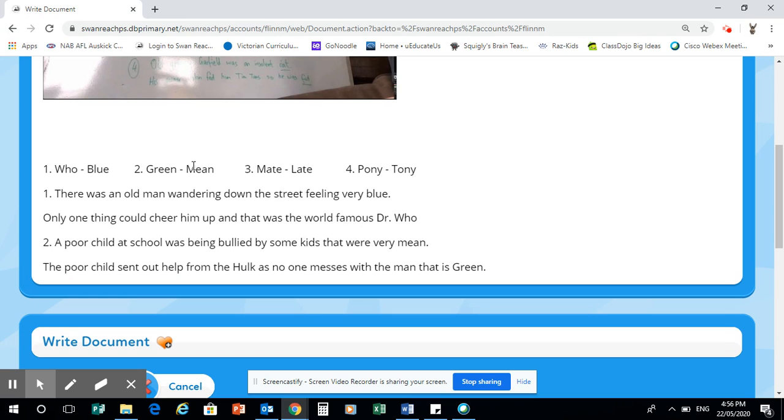Number two is green and mean. A poor child at school was being bullied by some kids that were very mean. The poor child sent out help from the Hulk, as no one messes with a man that is green. Okay, so as you notice, I've got the blue and the who at the end, and the mean and the green at the end. So that is how I'm going to do it.